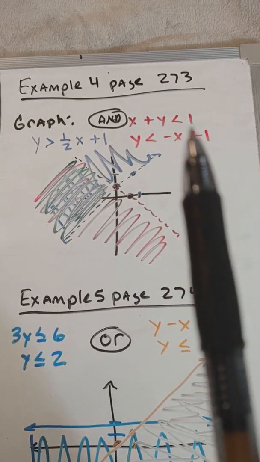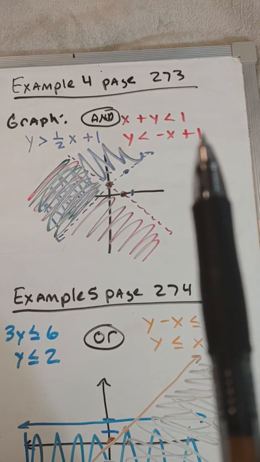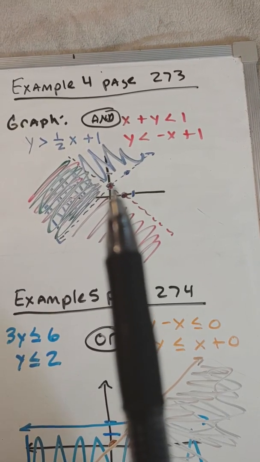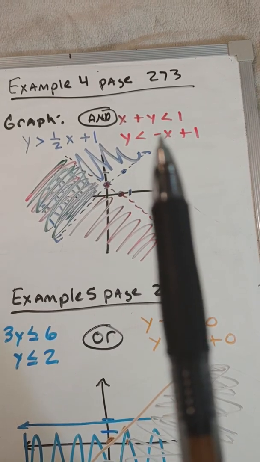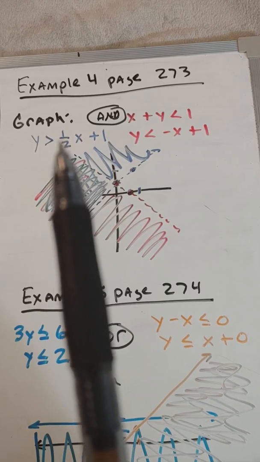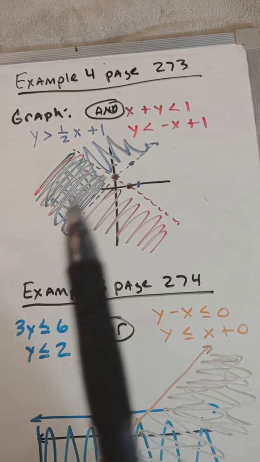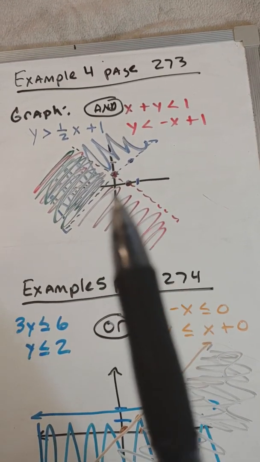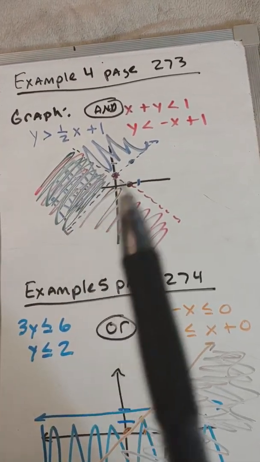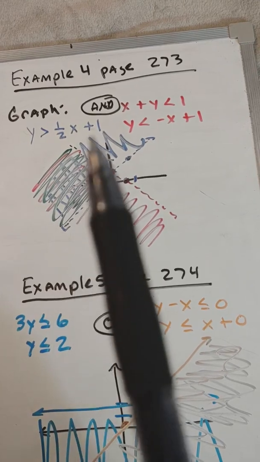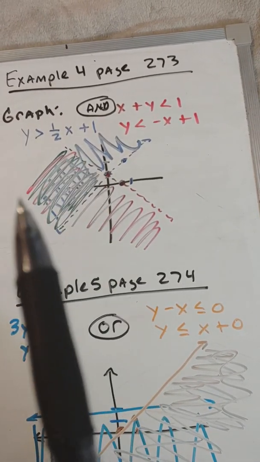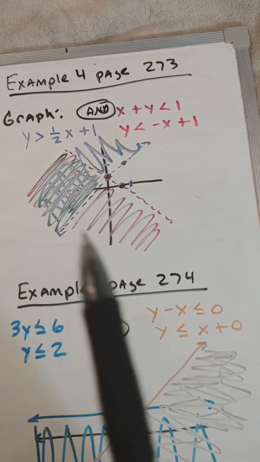This one I have x plus y is less than 1, so I subtract the x over. It gives me y is less than negative x plus 1. Again, my y-intercept is 1, but this slope is negative 1 over 1. So I go down 1 and to the right 1, dashed line, and I'm shading everything below it. The first line is the blue, which is shaded above. The red line is right here and shaded here. Because it's and, we're looking for the intersection. This is our solution right here, where the blue and the red come together.